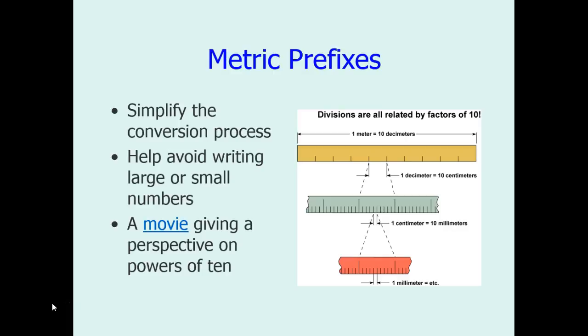But guess what? If you were dealing with mass, what would be a thousandth of a gram? A milligram. A hundredth of a gram? A centigram. Okay? 1,000 grams?